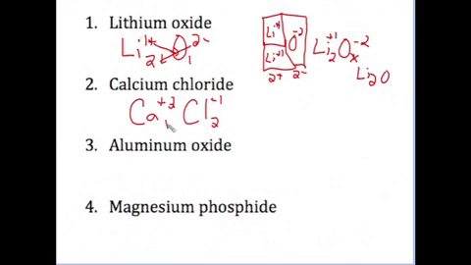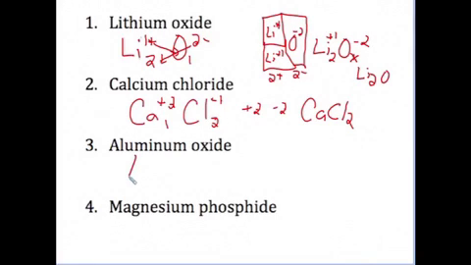You can do some multiplication. You can say 1 times +2 equals +2, and 2 times -1 equals -2. The positives have to cancel out the negatives. So your formula would be CaCl2. Okay, let's keep on going.